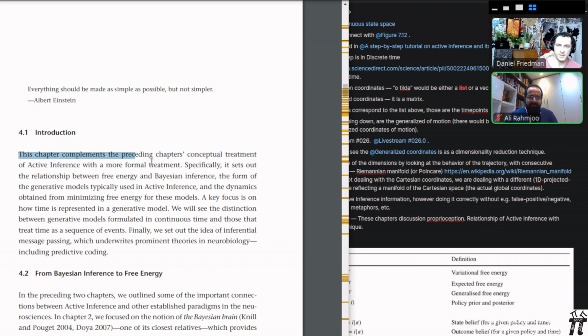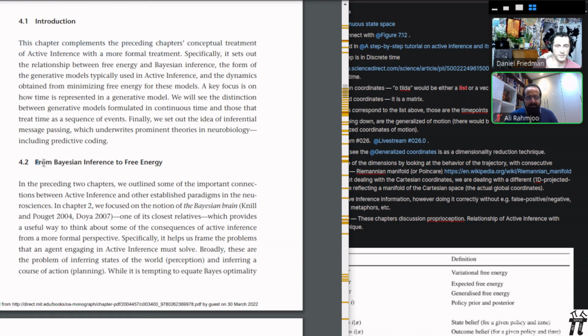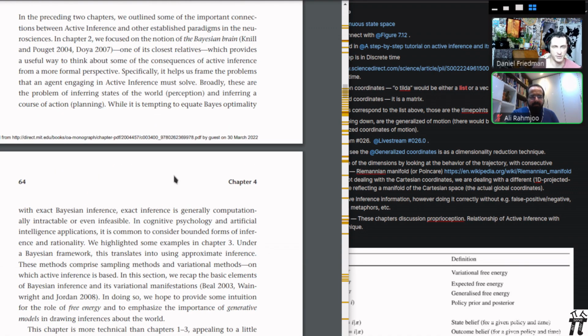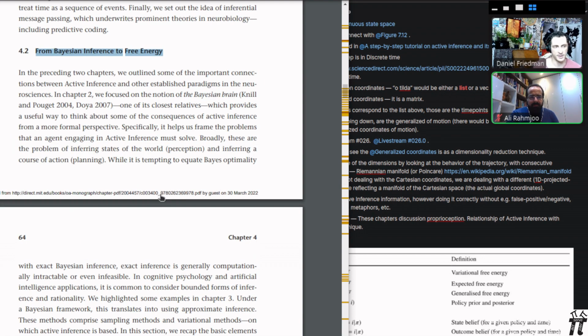This chapter complements the preceding chapter's conceptual treatment of active inference with a more formal treatment. Section 4.2, from Bayesian inference to free energy. What would you say about this section, Ali?